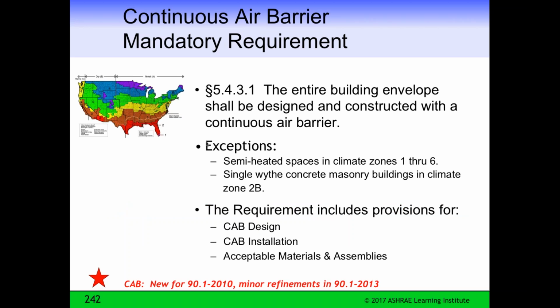What the continuous air barrier mandatory requirement is that the entire building envelope shall be designed and constructed with a continuous air barrier. And the exceptions are semi-heated spaces in climate zones 1 through 6 and single-wide concrete masonry buildings in climate zone 2B, which is down in some areas of southern Arizona and Texas. No, actually southern Arizona, western Texas. The requirement includes provisions for continuous air barrier design, installation, and acceptable materials and assemblies.